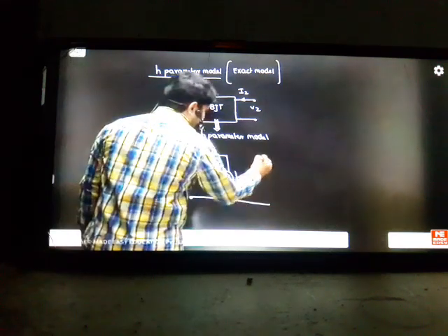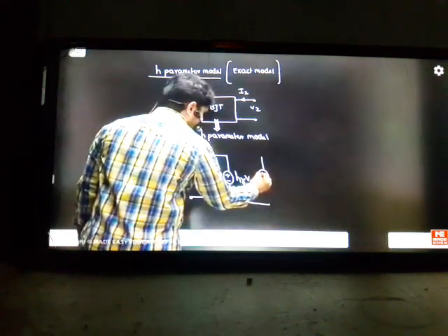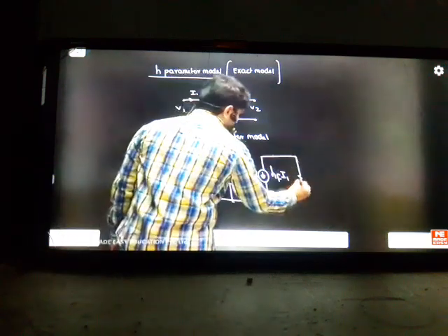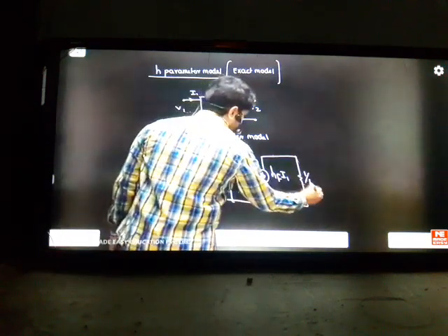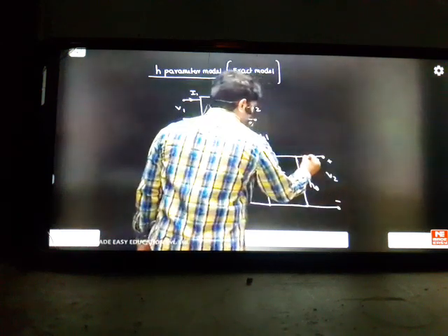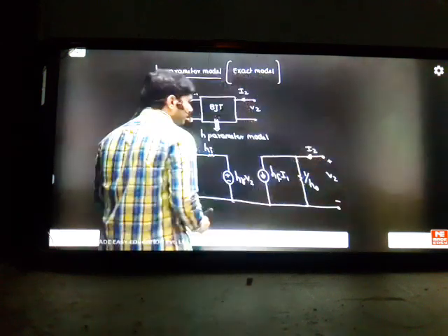If you want output modeling, you take a current source, HF into I1, and write one parallel resistance here, 1 by H naught, you represent that. And finally, you write the model with V2 voltage. Make a current here, I2. So can you see the modeling, how it is done?